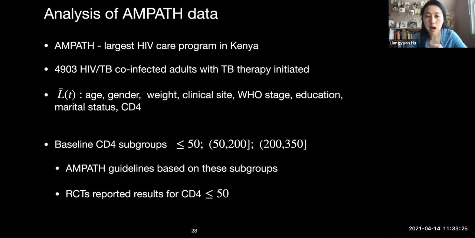We stratify our analysis by 3 CD4 subgroups. The lowest CD4, and so the lower the CD4 count, the less healthy they are. And then between 200 and 335, they're relatively healthier. And the reason we categorize the baseline CD4 into these 3 groups is because the MPAS program has its own guidelines, which are based on these subgroups. And a few RCTs also reported results for the low CD4 group. And we wanted to compare our results to the RCT findings.